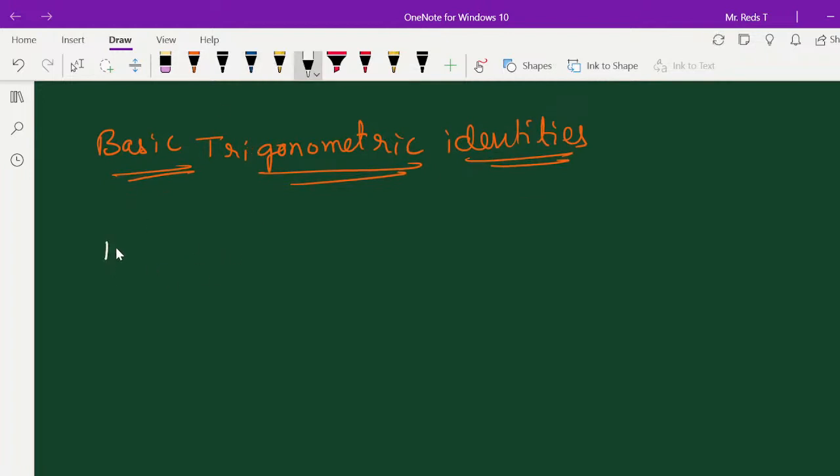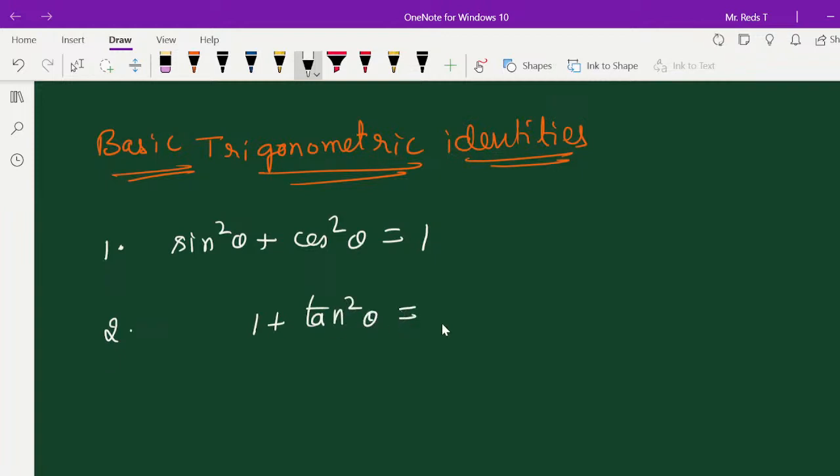The first one is sin square theta plus cos square theta is equal to 1. By using this, you can write different forms. The second one is 1 plus tan square theta is equal to secant square theta. And the third one, 1 plus cot square theta is equal to cosecant square theta.